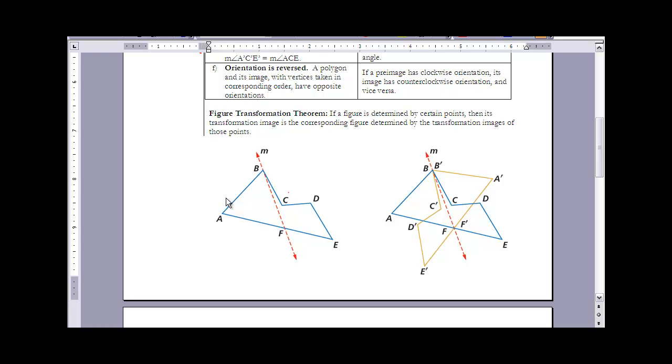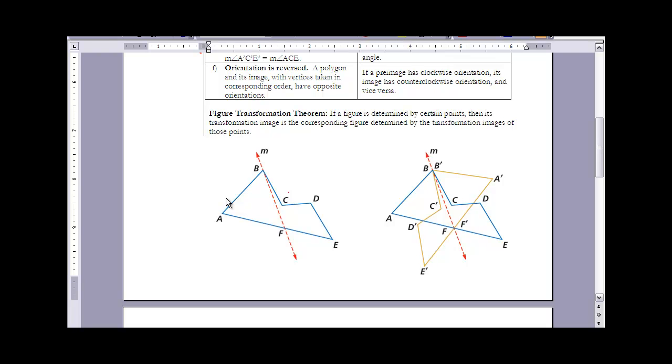Okay, the next theorem is one that I actually already applied in 4.1 when I showed you how to do reflections over lines, but I want to go through it here a little bit. The figure transformation theorem just says that if a figure is determined by certain points, then its transformation image is the corresponding figure determined by the transformation image of those points.